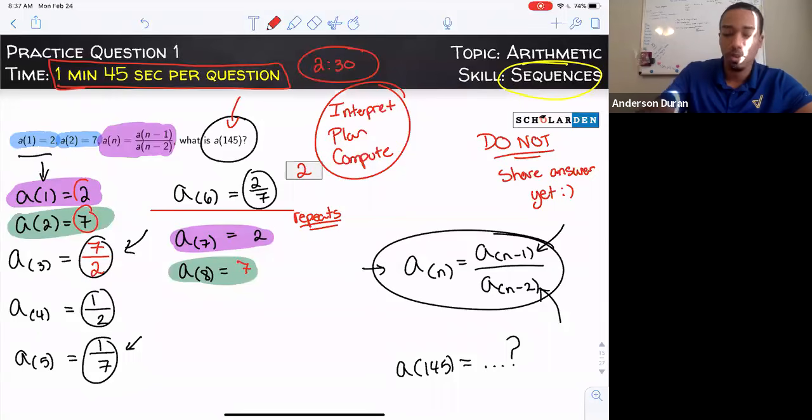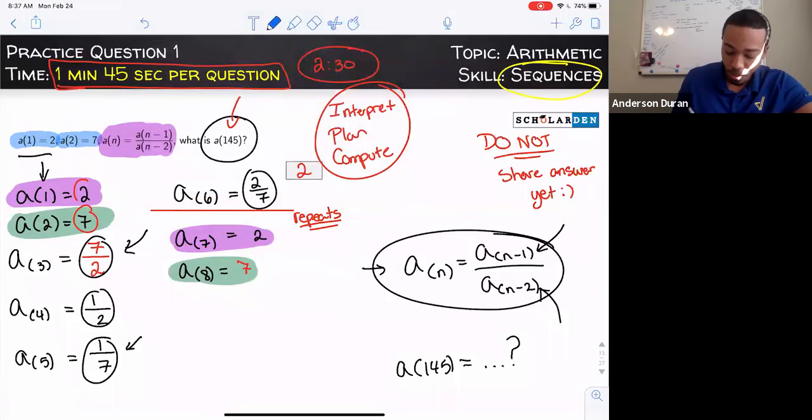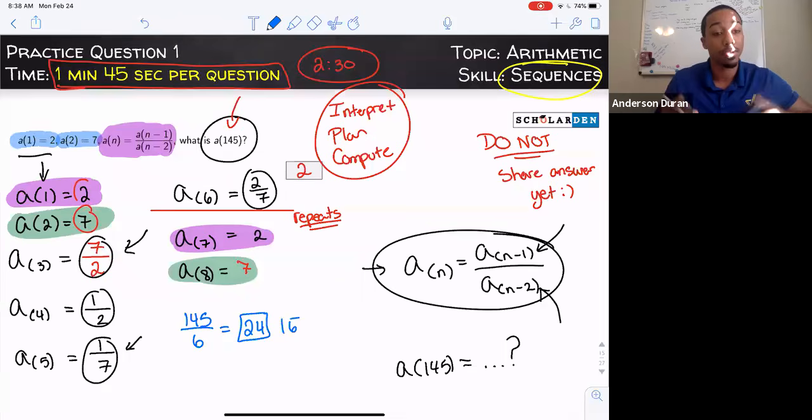So here's what you want to do. You want to use your calculator at this point, because now we've identified the pattern. Every 6, it repeats. So we need to figure out how close to 145 we can get with 6, and then keep counting from there. 145 divided by 6, if you grab your calculator, you'll see that it is 24.16 repeating. And this actually doesn't matter. All I know is that it fits into 145 24 whole times.